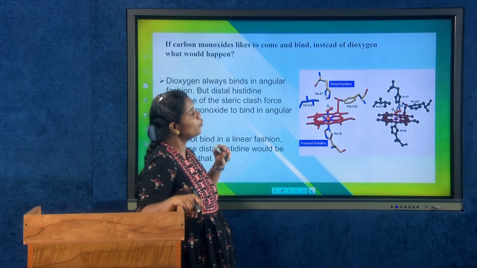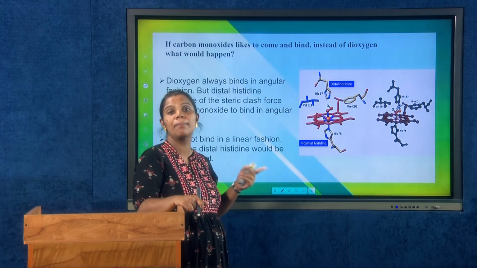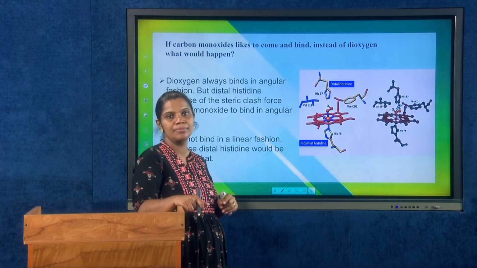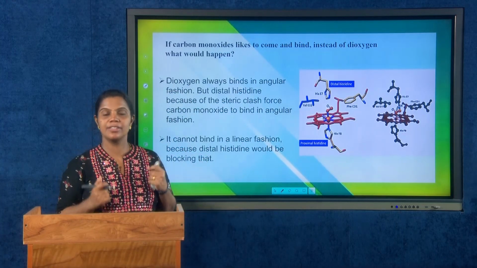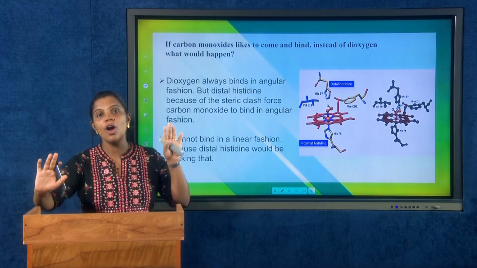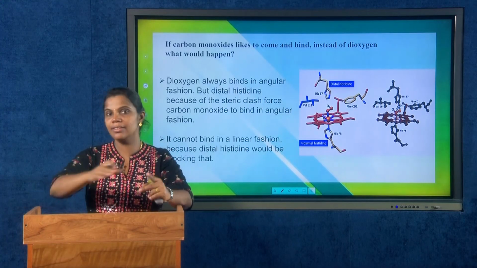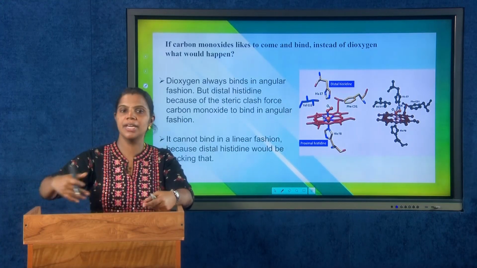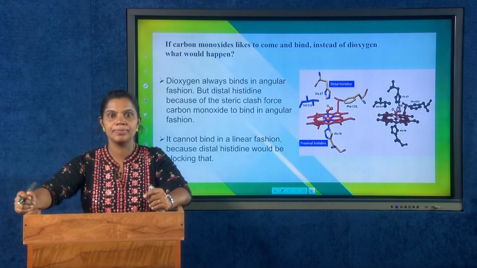Now, let us see what happens when carbon monoxide would like to come and bind instead of oxygen. So, we have a competition between oxygen and carbon monoxide. Then what will happen? We know that dioxygen will always bind in the angular fashion with histidine and the heme center. Okay, it is forming a hydrogen bond in the angular fashion.